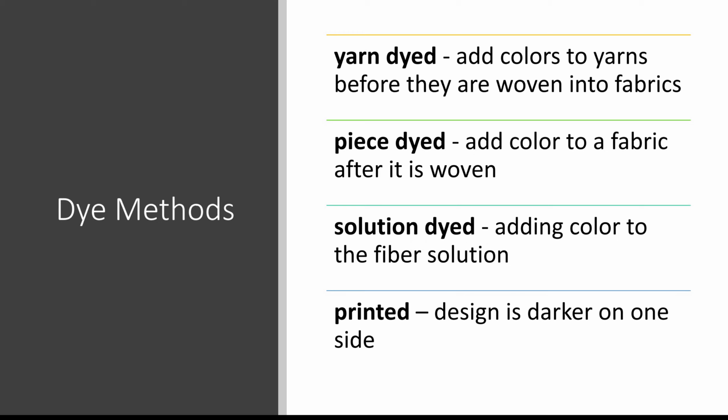Okay, then you have your different dye methods. You've got yarn dyed. This is where colors are added to the yarn. Piece dyed, where color is added to the entire piece of fabric. Solution dyed is where it's added to a fiber solution and then fed through a spinneret. I'm going to show you pictures, don't worry. And then printed is where one side of the design is darker and it's sent through a fabric printer. Remember, if I'm going too fast, you can pause this video at any time and take notes.